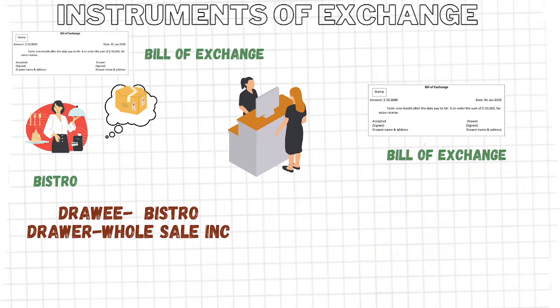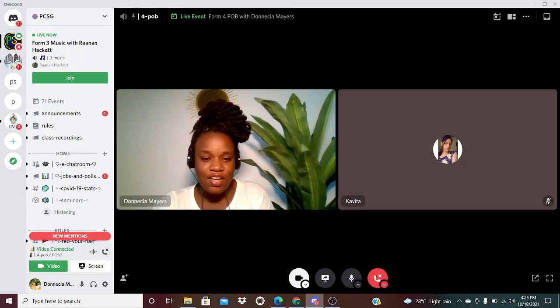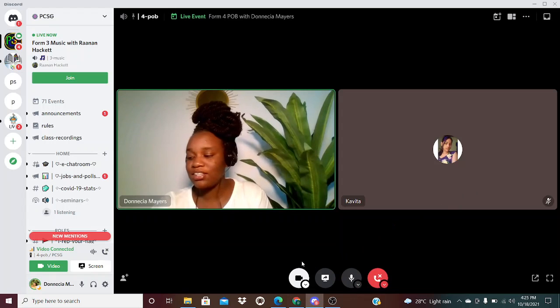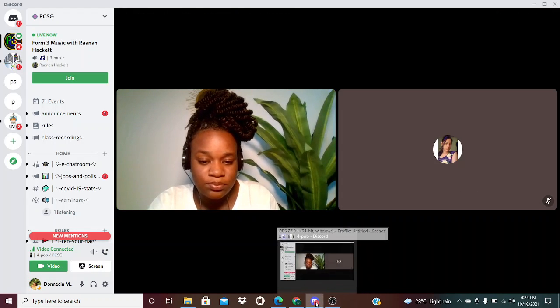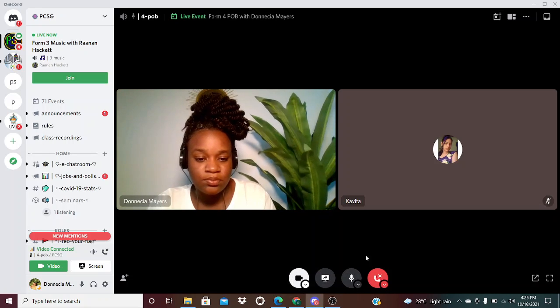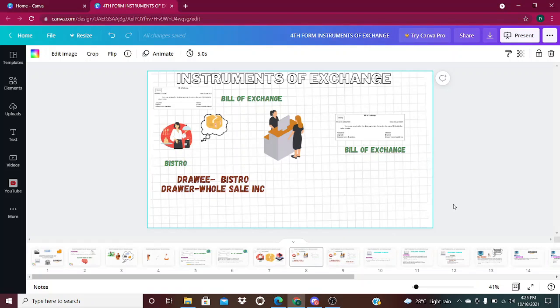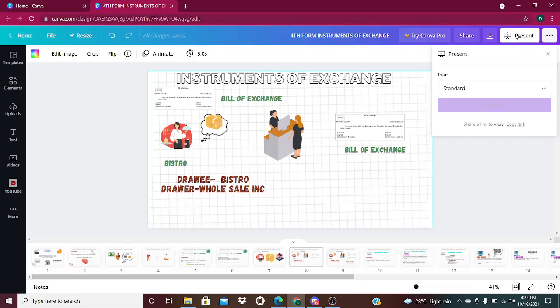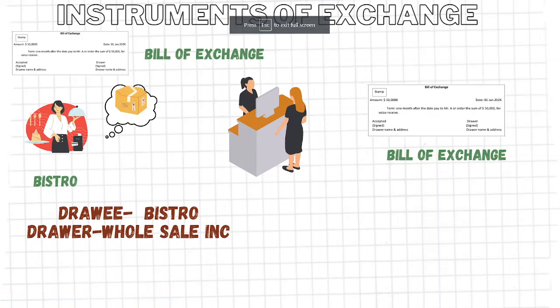So could you think of some advantages and disadvantages of using this instrument of exchange? What are some of the benefits and disadvantages of this particular instrument of exchange, the bill of exchange?